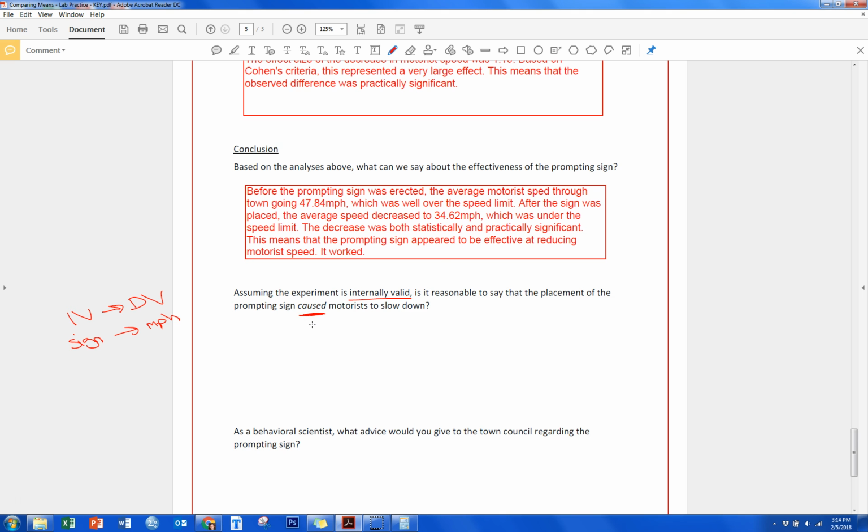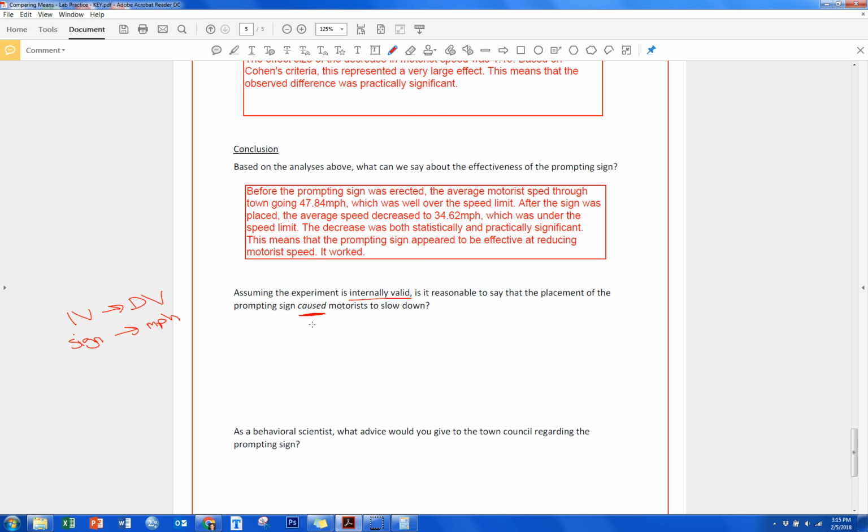Now, this is the next word that should give us pause. We always have to be very careful when we talk about causality. In a correlational study, you probably heard the expression correlation does not imply causation, or correlation does not equal causation. In a correlational study, you're looking at the association between variables, and we use words like predict or is associated with. And we would avoid using the word cause or effects. So it's asking us, can we use that word here? Can we say the sign caused them to slow down? Or can we simply say it predicted or was associated with this? Right?